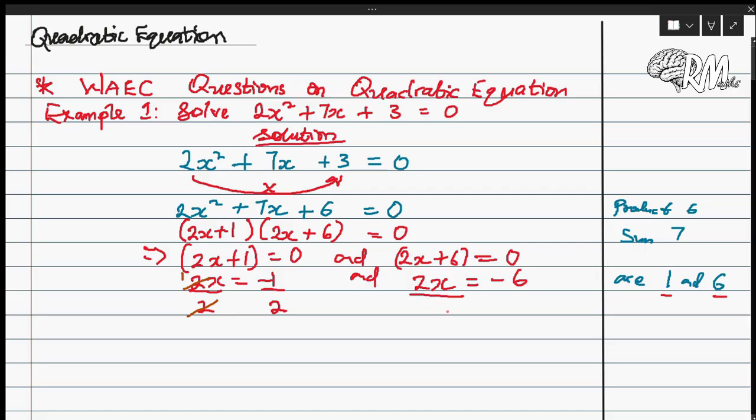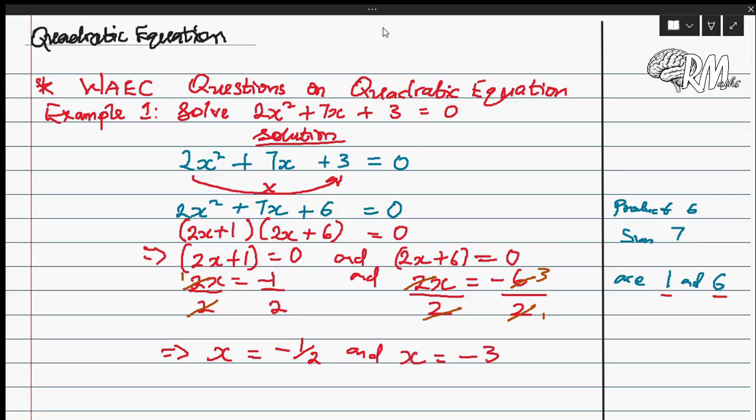At this other side, we are going to do the same thing. Divide here by 2 and divide here by 2. So 2 cancels 2, and I have 1 here, and 2 in 6 is 3. So finally, my answer gives me x equals minus 1 over 2, and x equals minus 3. So this is the final answer to this question.